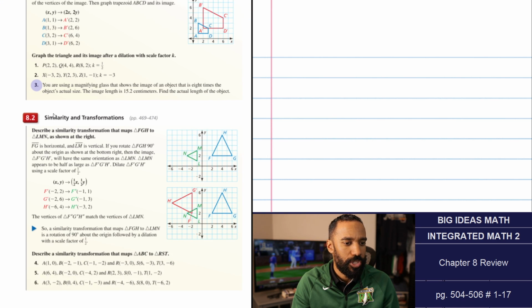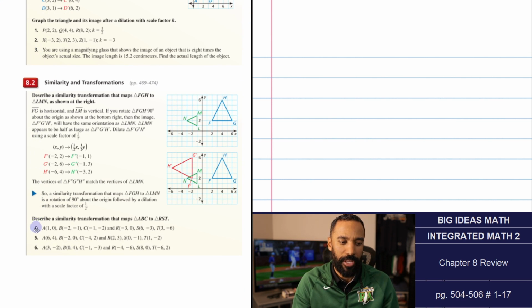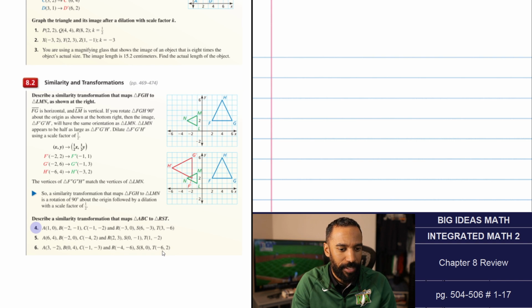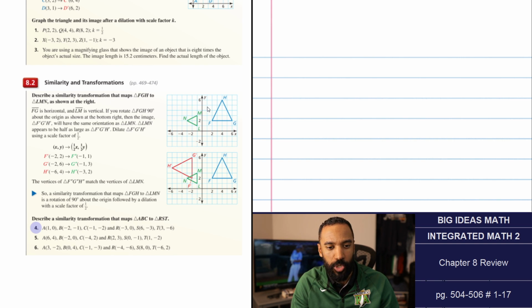Okay, let's go to section 8.2 on similarity and transformations. More dilations will occur, but other kinds of transformations can occur, and you can see where we're going to be looking at graphs at the very least and saying what happened to them. Describe a similarity transformation that maps triangle FGH to triangle LMN as shown to the right.